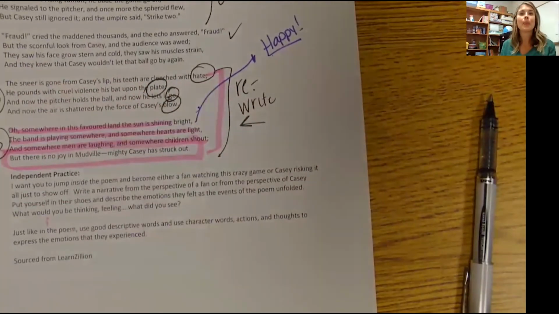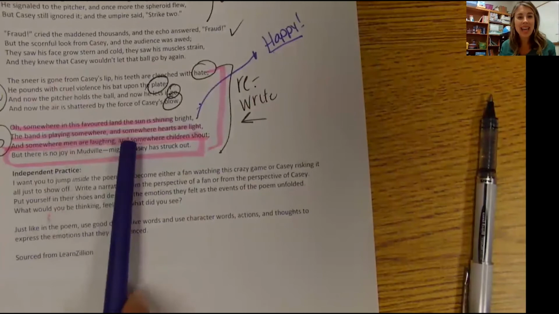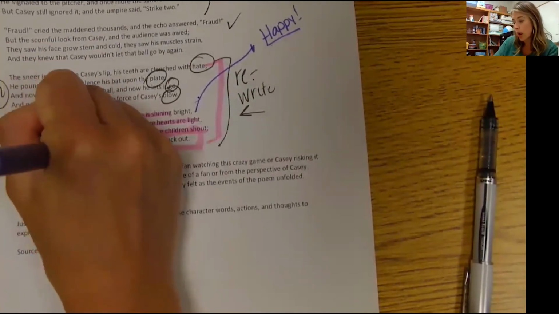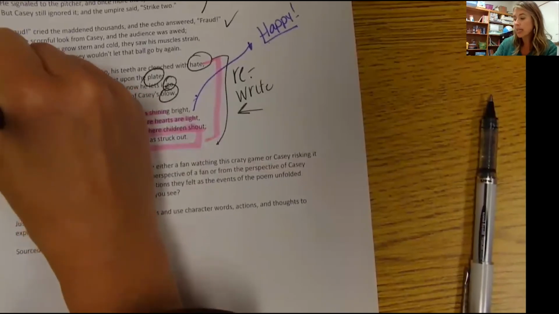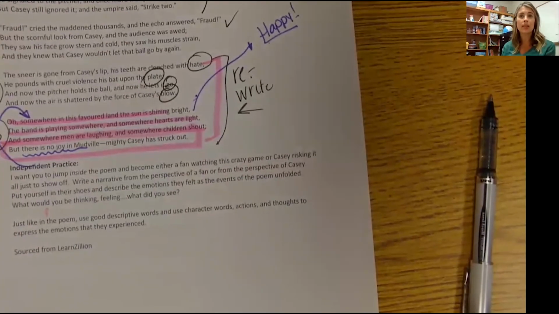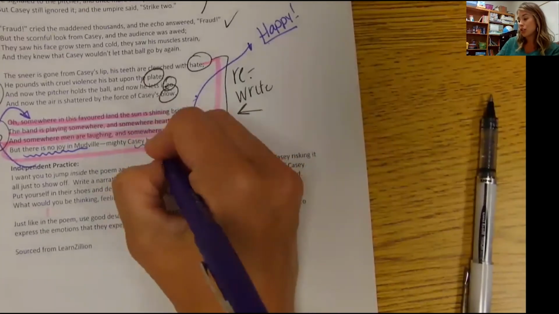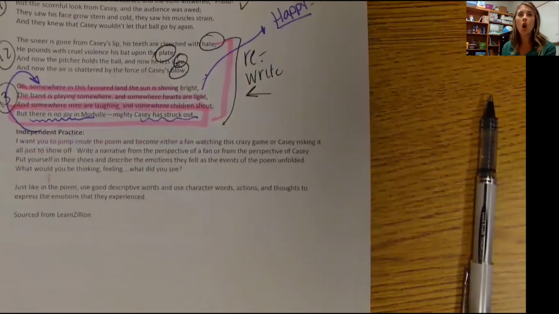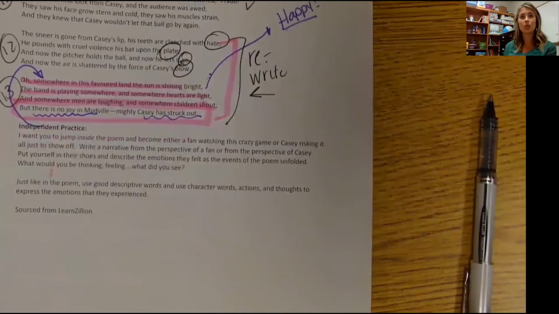Look at that. Do you think this is a happy line? No, of course not. There is no joy. Look how different that is from the first three lines of that stanza. And it also says that Casey struck out. We know Mudville lost, and we know the fans are very, very sad. Why do you think the author chose to write the last stanza this way?